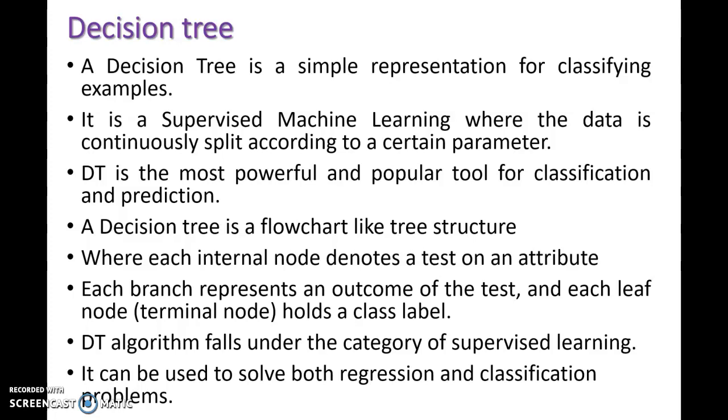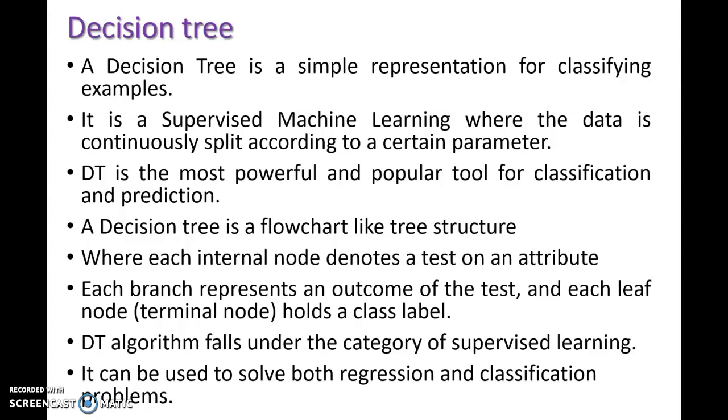A decision tree is a simple representation for classifying examples. It is a supervised machine learning method where the data is continuously split according to a certain parameter. Decision tree is the most powerful and popular tool for classification and prediction.